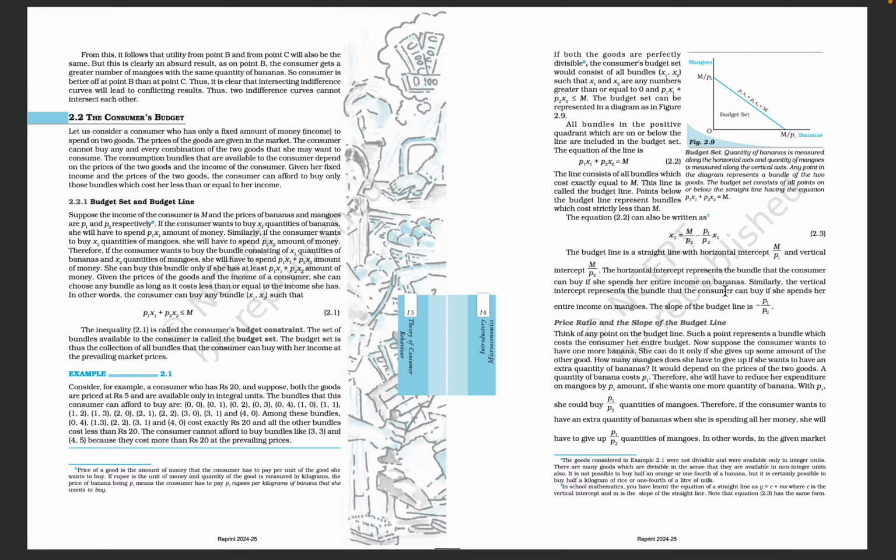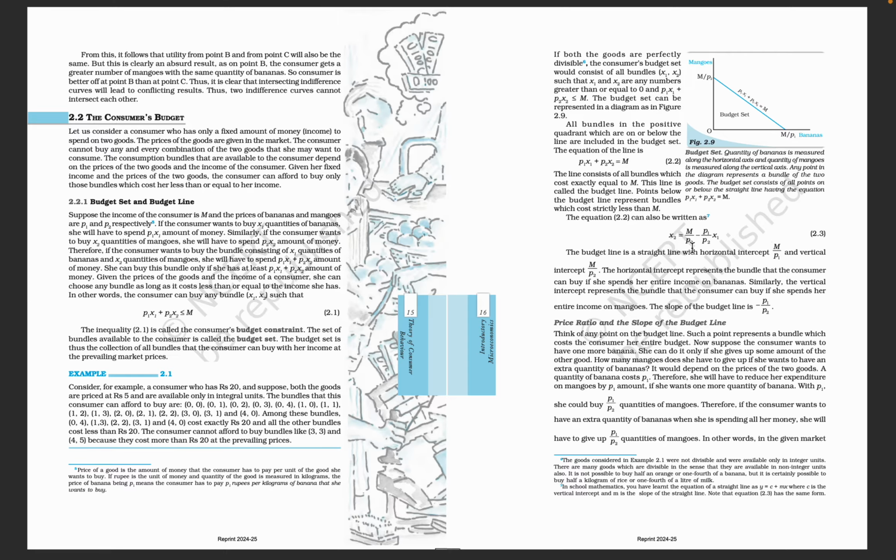The consumer's budget. Let us consider a consumer who has only a fixed amount of money to spend on two goods. The prices of the goods are given in the market. The consumer cannot buy any and every combination of the two goods that she may want to consume. The consumption bundles that are available to the consumer depend on the prices of the two goods and the income of the consumer. Given her fixed income and the prices of the two goods, the consumer can afford to buy only those bundles which cost her less than or equal to her income. Budget set and budget line.